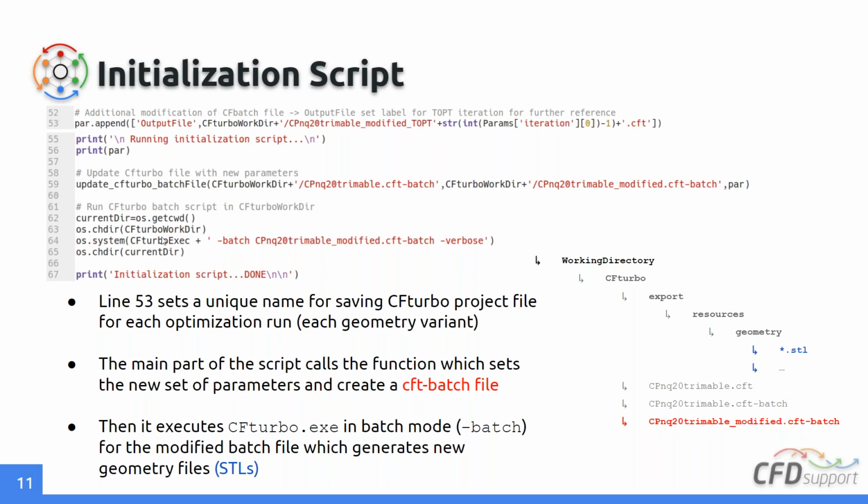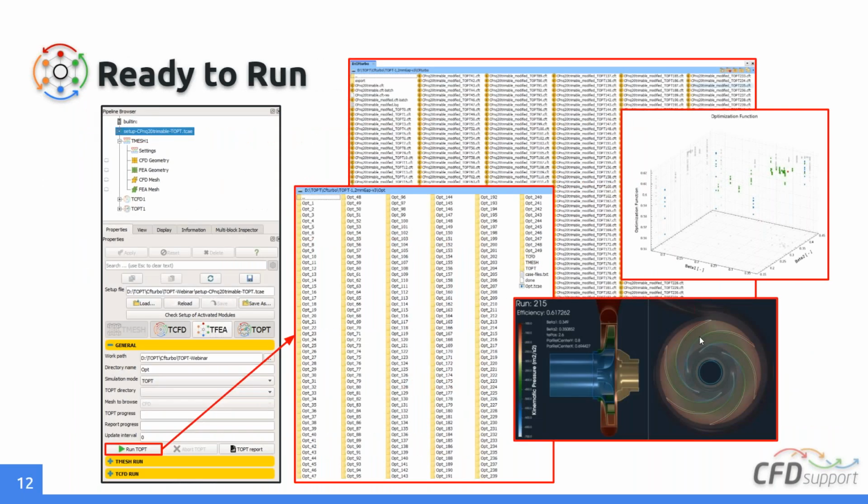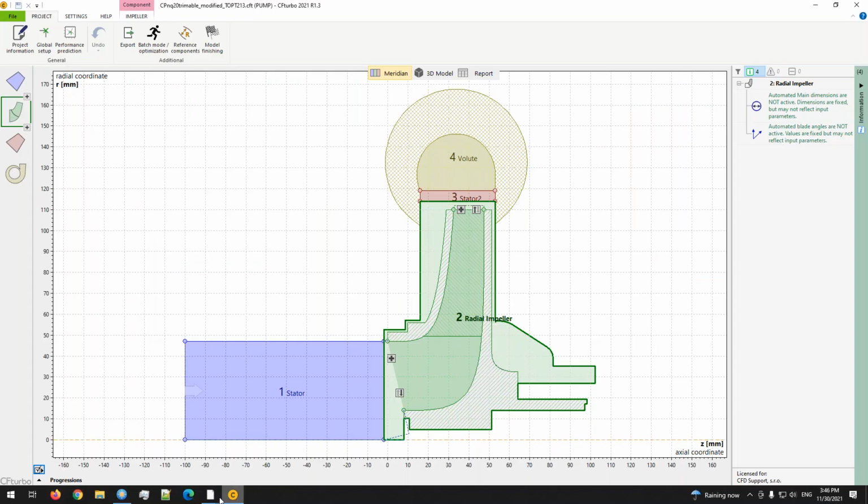And after executing the CFturbo batch mode, we get the new set of STLs to be simulated. And basically that's all. If it is preset in this way, we can run the optimization and wait for the tons of data, and at the end we should get the best efficiency point or best design following our definition.